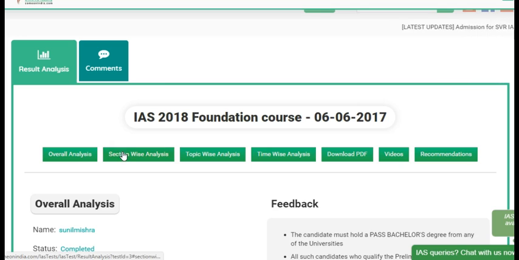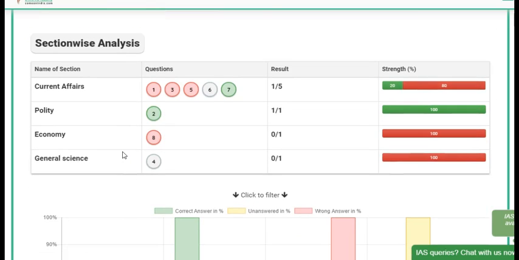Now let's move to the section-wise analysis. Here, questions have been asked from 4 sections. From current affairs, 5 questions; polity, economy, science, 1 question each. Out of 5 questions in current affairs, only 1 is correct, and in polity, 1 out of 1 is correct. Economy and science questions were wrong. The red color indicates wrong answers, white color indicates unanswered, and green color indicates correctly answered questions.